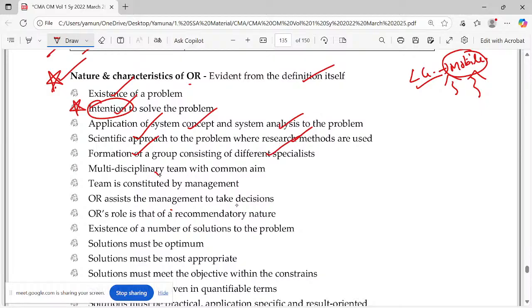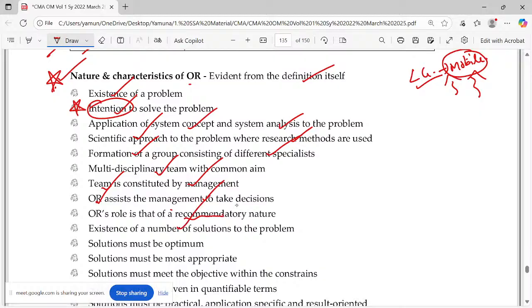And there'll be a multidisciplinary team also because the OR team will be working on the operations research side. There'll be a cost controlling team. There'll be a technical team, like talking about AI taking over. So that team will be there. So everybody will be joining. So that's why we call it a multidisciplinary team. And the management will be composing this team. And the OR team will be assisting the management to take decisions, and the results are recommendatory in nature.